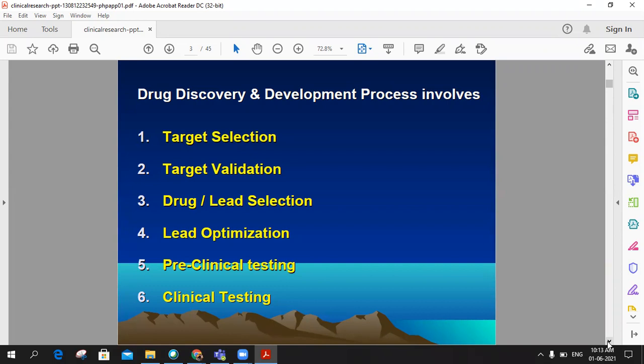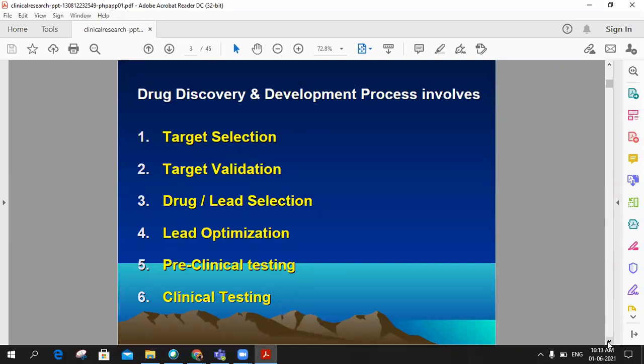So they will start testing a lot of leads or drugs, right? And then they will throw those on the target and identify which lead is actually binding to the target. And then lead optimization. Once the lead is identified, lead optimization is shaping of the chemical compound to exactly bind it to the target.